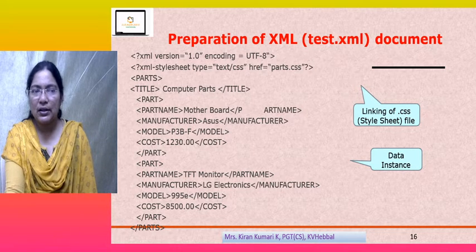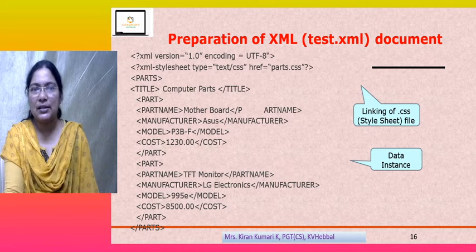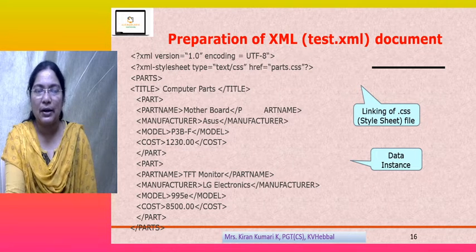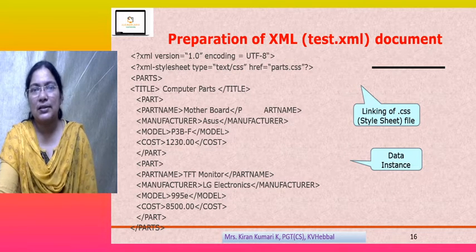As this is an XML file, we have written this first tag, and then we link to a CSS. Suppose you have already prepared a cascading style sheet, parts.css, with the styles to appear for every tag. Then we refer to that parts.css in our XML, test.xml. So the XML style sheet type equals text/css, and href refers to parts.css.